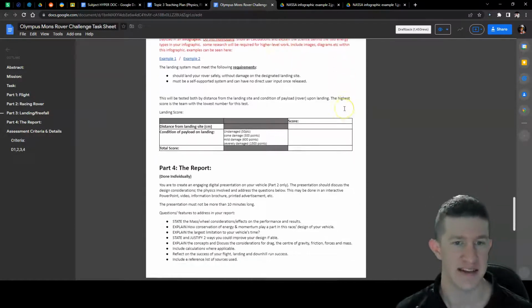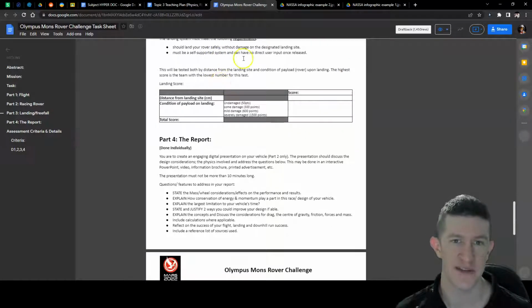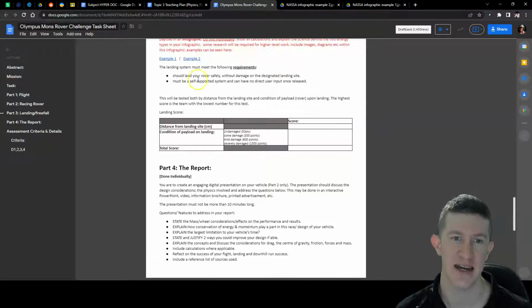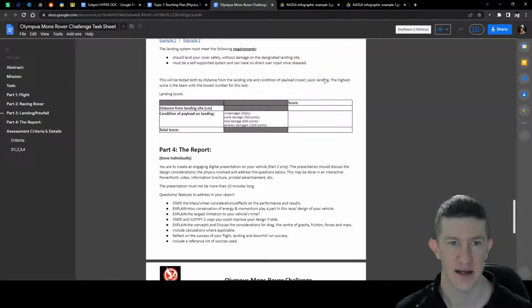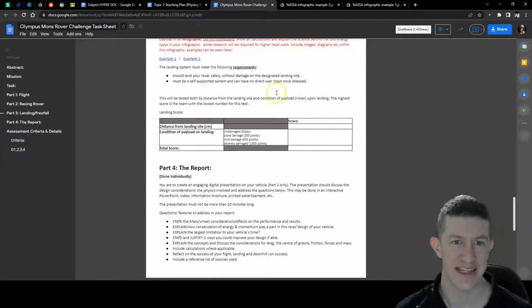In terms of the landing system, it must meet the following requirements. It should land the rover safely without damage on the designated landing site, and it must be a self-supported system, can have no direct user input once released. This is going to be tested both by distance from the landing site that it lands and the condition of the rover upon landing. In this case, the highest score is the team with the lowest number on the test.